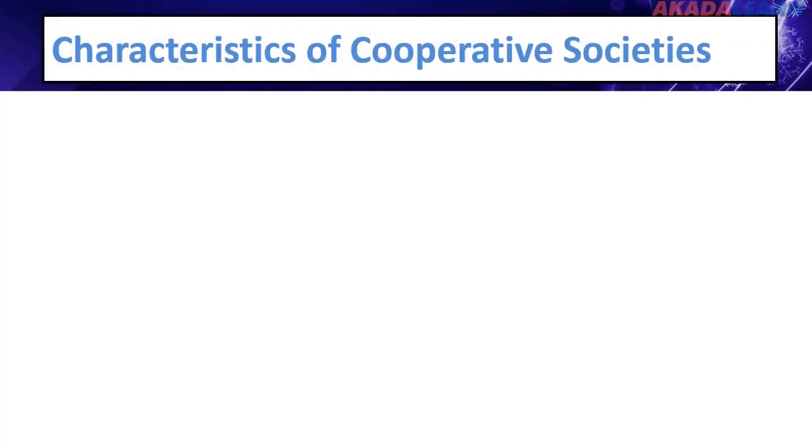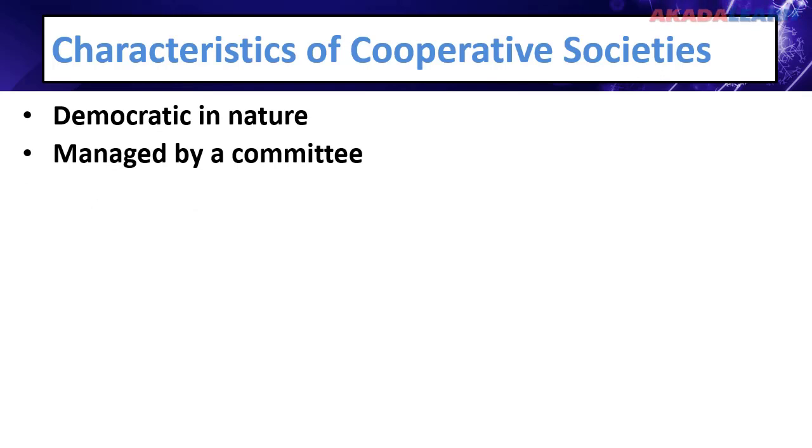Now let's take a look at characteristics of cooperative society. 1. It is democratic in nature, that is, every member of the group can contribute and participate in the decision-making process of the organization. 2. The control and management of the cooperative society is by an elected committee whose members must be members of the group or members of the cooperative society.